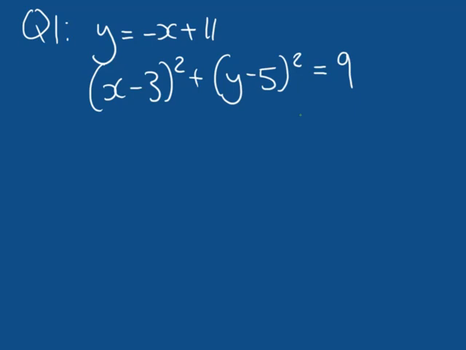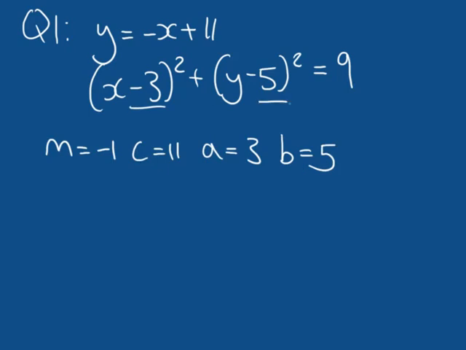Okay, welcome back everyone. So the first thing we need to do, much as before, is determine the various pieces of information that we are working with in this question. So we know our gradient is equal to minus 1. We know our intercept is equal to 11. We know A is equal to 3 and B is equal to 5 from our equation. And as we saw previously, we know our radius is equal to the square root of 9, which is equal to 3. So we have all of our information.